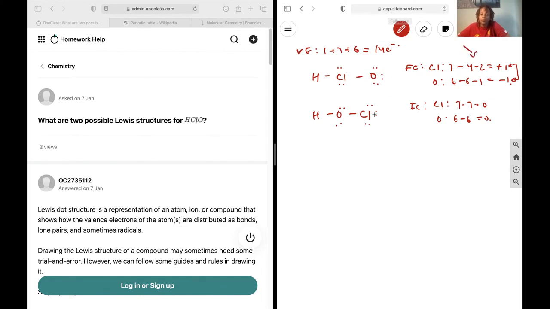And so both of these are possible structures. This is the best structure because it has the lowest formal charges, and so we've minimized the energy here. And so that's going to be your final answer.